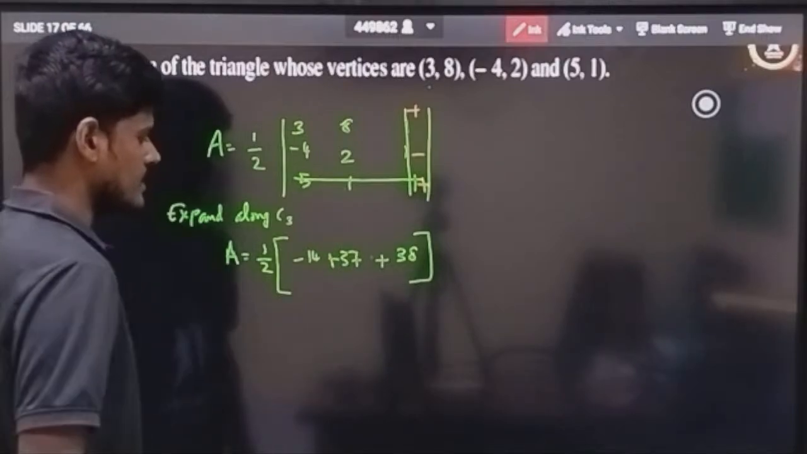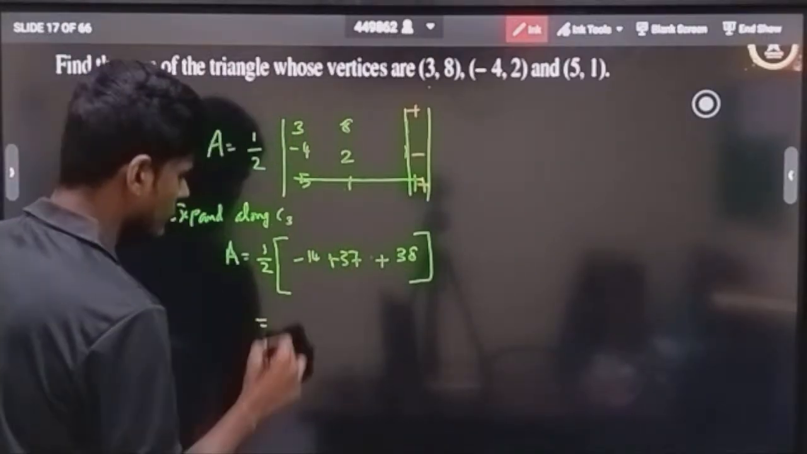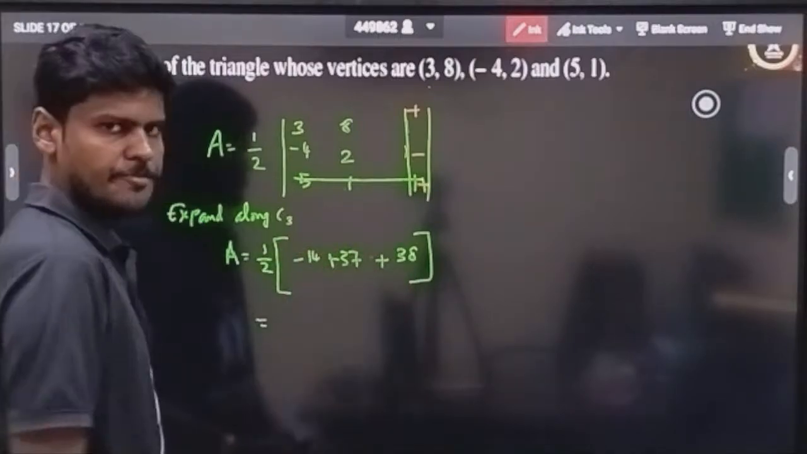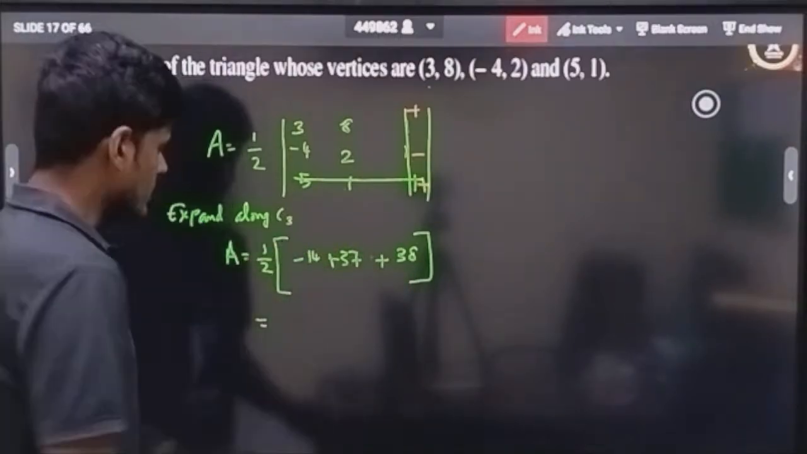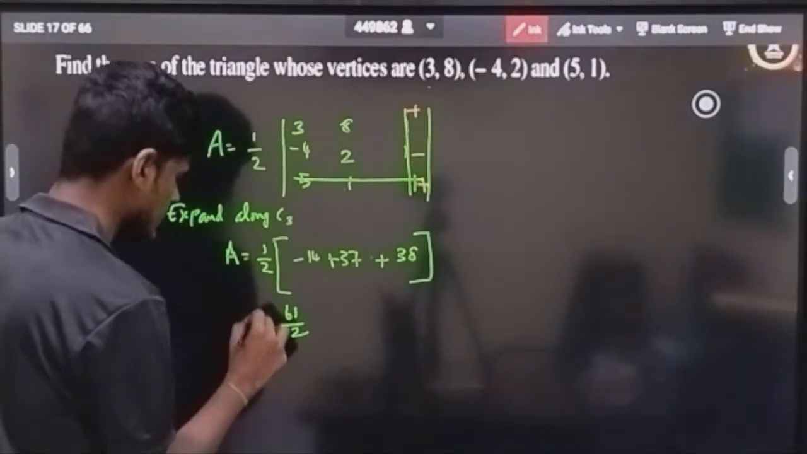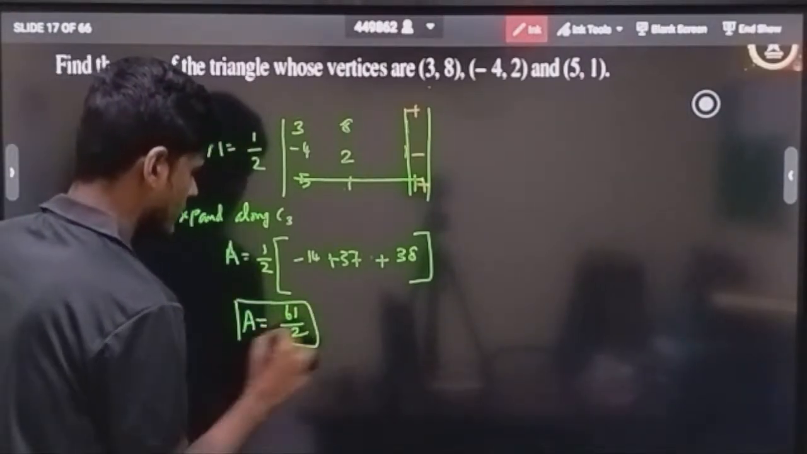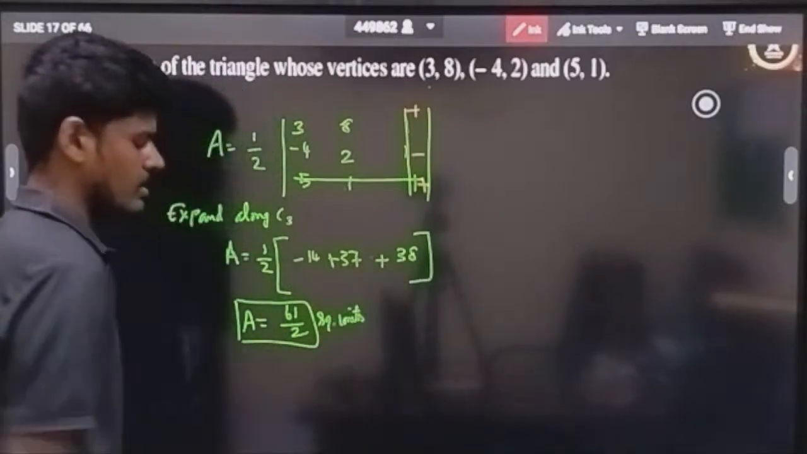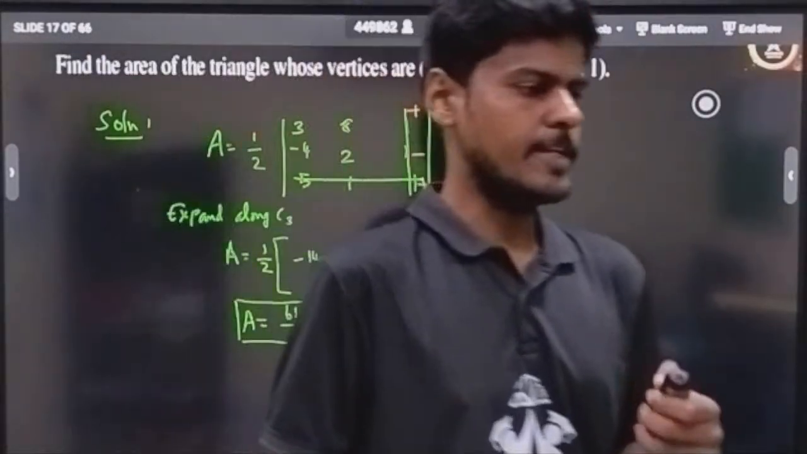Now what is the final answer? This is equal to 38 plus 37, 75, minus 14 is 61. Actually answer is 61 by 2. Area is 61 by 2 square units. This is how we should calculate area of triangle.